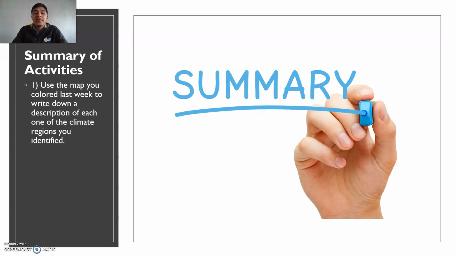So, first of all, use the map you colored last week to write down a description of each one of the climate regions you identified. Remember that last week you identified at least 3 countries per each one of the climate regions. But that project was still incomplete because right now we need to add more information about characteristics for each one of the climate regions. That will be the first thing you need to do.